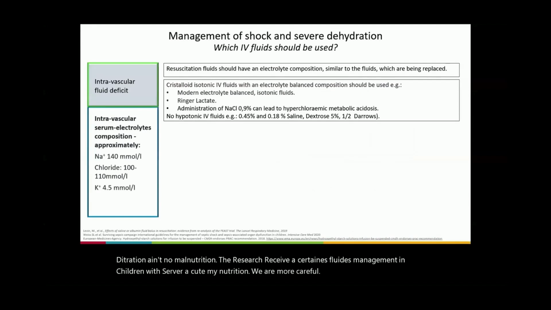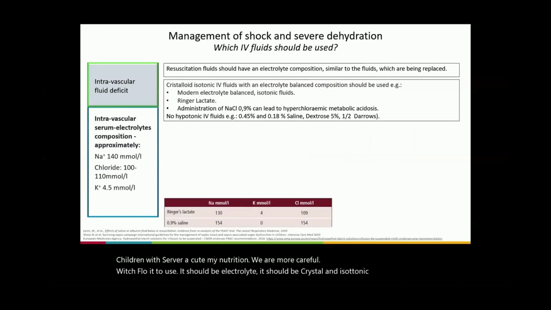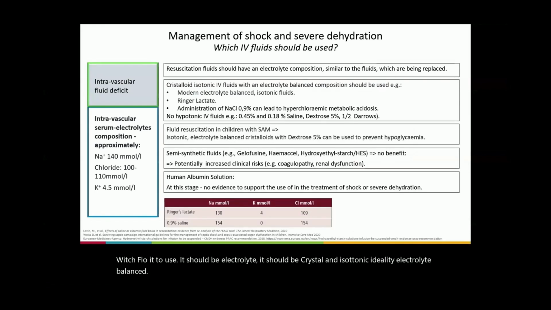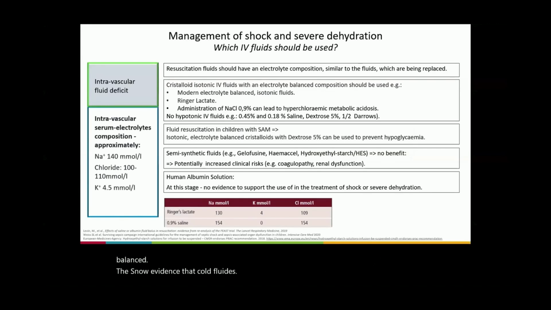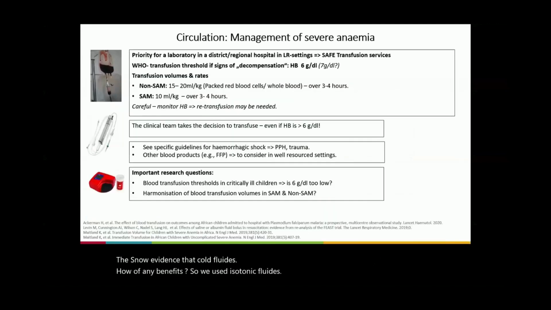Which fluids to use? They should be crystalloids and isotonic, ideally electrolyte balanced. There is no evidence that colloid fluids are of any benefit. So we use crystalloid isotonic fluids. If it comes to blood transfusions, at least on the level of a district hospital, we need to have a reliable blood bank.